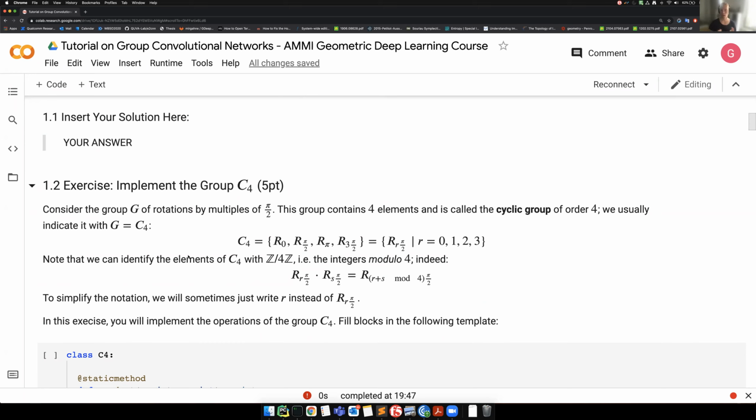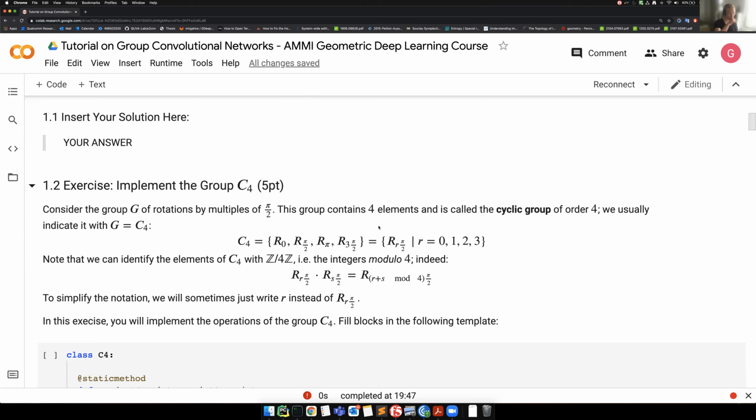Order means the size, here 4. And the reason is that the multiples of 90 degrees rotations are only 4. You can either not do any rotation, or rotate by 90 degrees, by 180 degrees, or 270 degrees. If you rotate one more, you just go back to a rotation of 2 pi, so it's like not rotating at all.